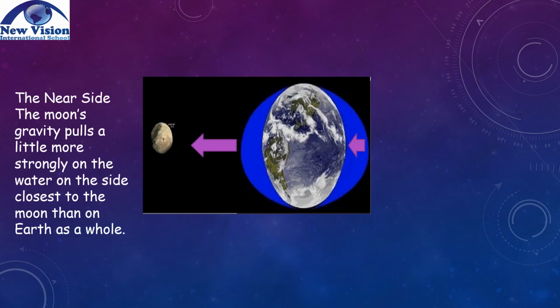The near side. The moon's gravity pulls a little more strongly on the water on the side closest to the moon than on Earth as a whole. This difference causes a bulge of water on the side of Earth closest to the moon. This bulge causes high tide.